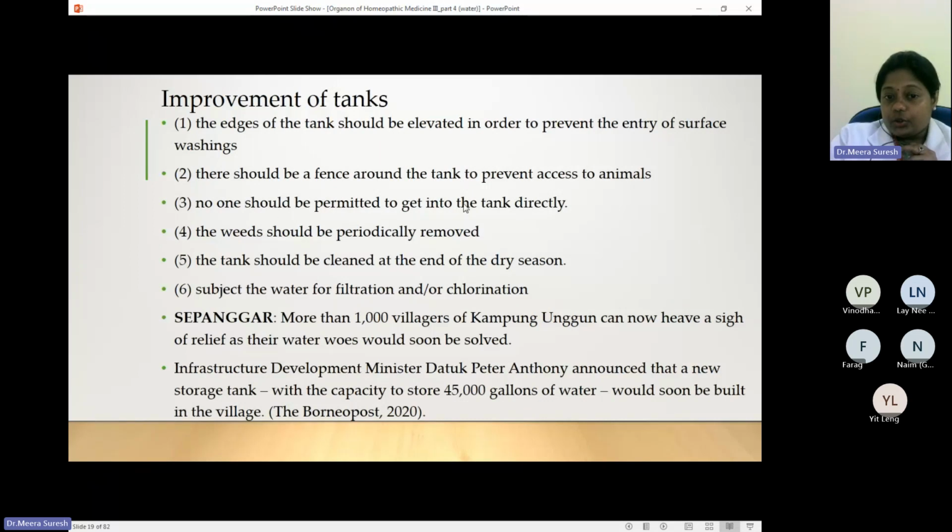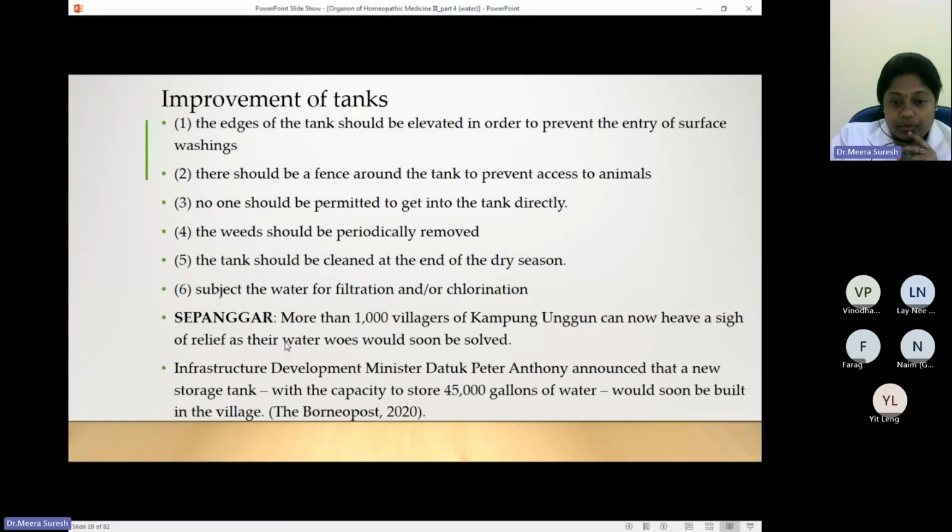No one should be permitted to get into the tank directly. Children or adults, no one should be allowed to get into the tank. The weeds should be periodically removed. Even if it is a government project, the local people who are using it should take the responsibility and remove them periodically, or at least the government should do something. The tank should be cleaned at the end of the dry season, and the water should be subjected to filtration and or chlorination, especially before using it for drinking or domestic purposes.